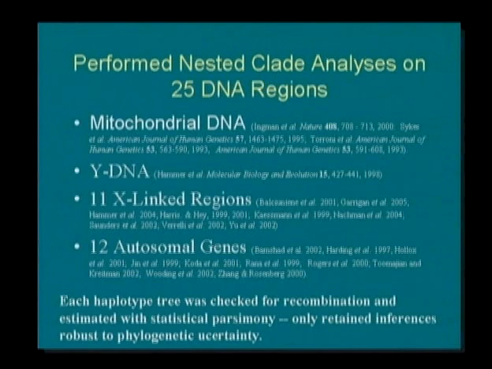Each haplotype tree was checked for recombination, which is very important for these groups. And so I'm only dealing with the non-recombinant areas. And moreover, I estimated the trees with statistical parsimony, which quantifies the degree of uncertainty in the tree. And the only inferences that I retain are those that are robust to that uncertainty. So I don't regard my trees as given. I regard them as estimated with error.